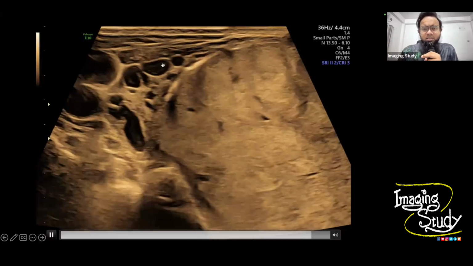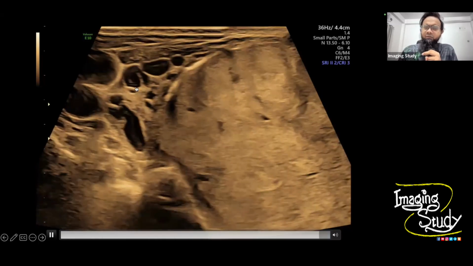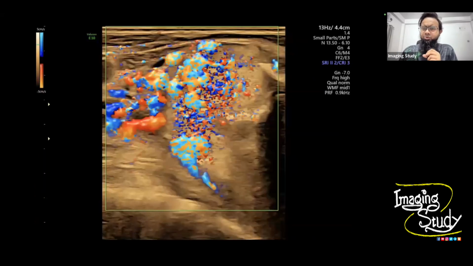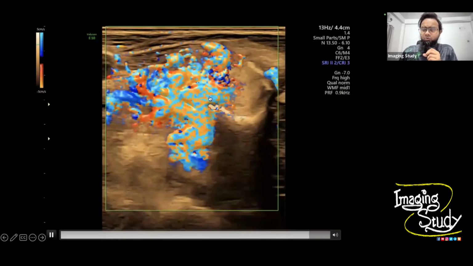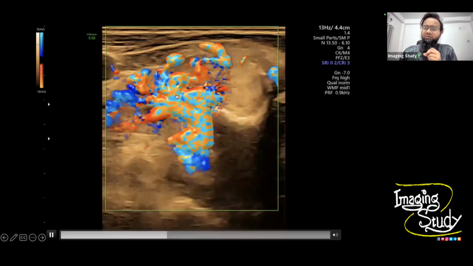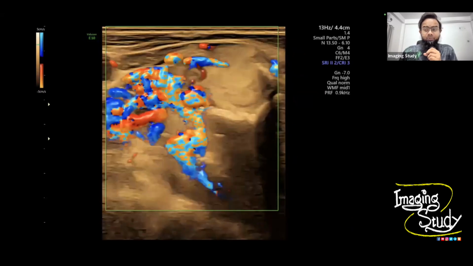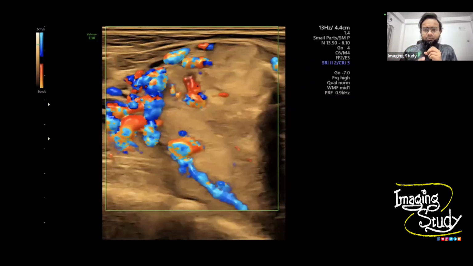But you can see some flow within. That took my attention. Why is there flow within these cystic spaces? Are there some vessels? Let's put some Doppler. You can see a very good aliasing over here with a very good amount of vascularity. So now I have to be a little bit careful. Let's see the pulsed wave Doppler of these vessels.